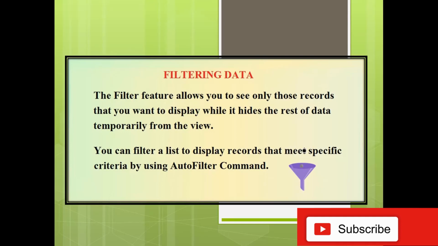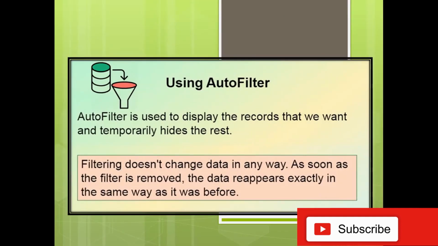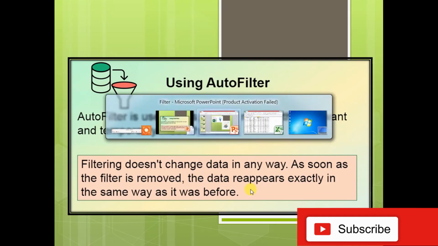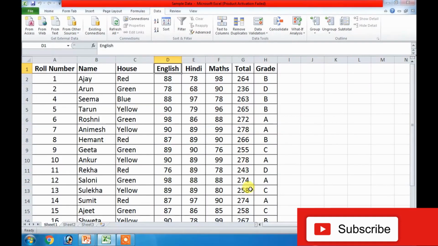Before we discuss further, what is autofilter? It is used to display the records that we want and temporarily hides the rest. Again the same thing, but from a different perspective. Filtering doesn't change data in any way. As soon as the filter is removed, the data reappears exactly the way it was before. So let's understand it practically now.